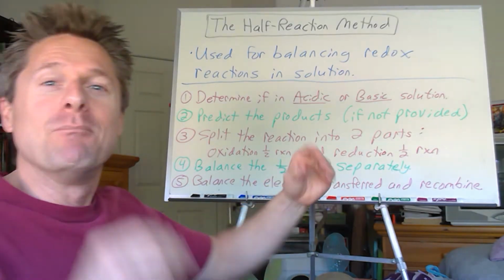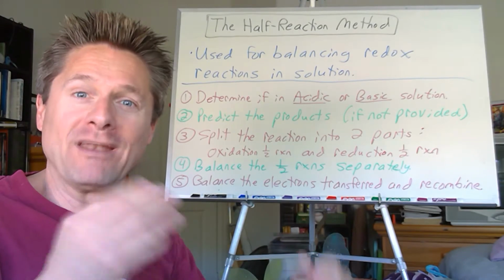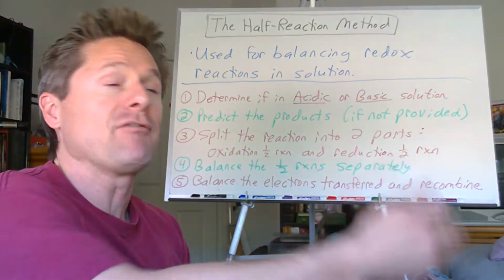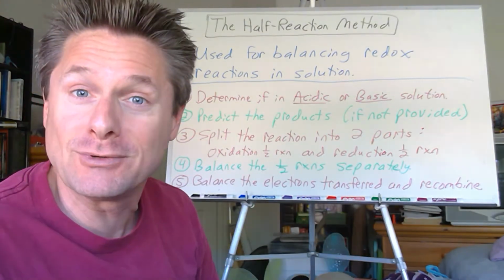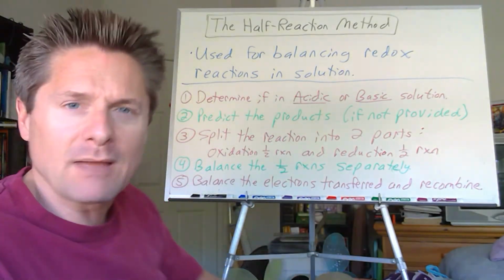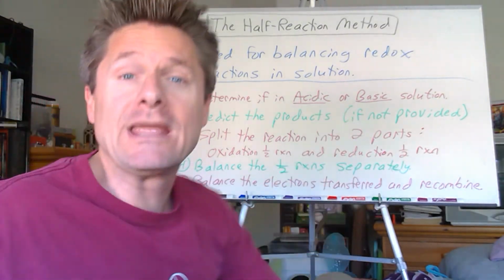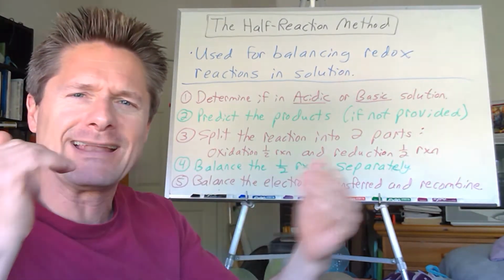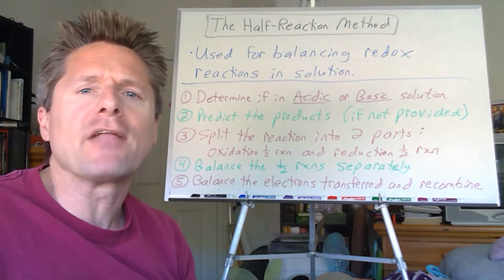Once we're done, make sure that when we recombine them, the electrons cancel out. The whole point is the number of electrons given off and the number of electrons taken has to be the same. Can't have electrons floating around doing nothing or coming from nowhere. So we're going to balance the electrons transferred, recombine them, and then simplify. We'll see things on both sides of the arrow that can cancel out. The electrons should cancel out, and usually some waters or other species cancel out.